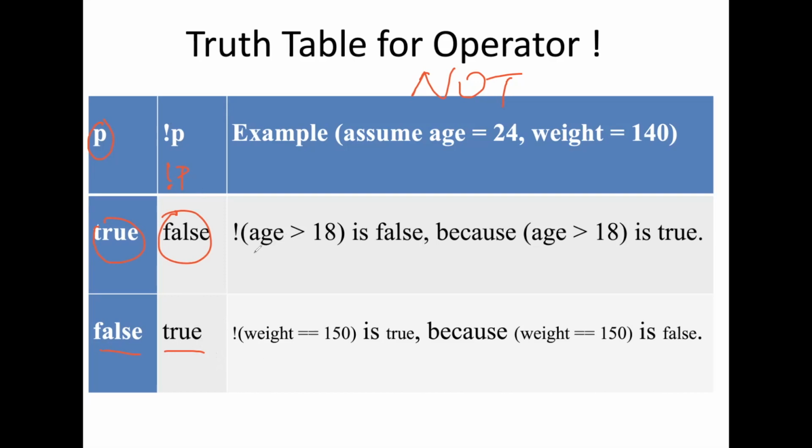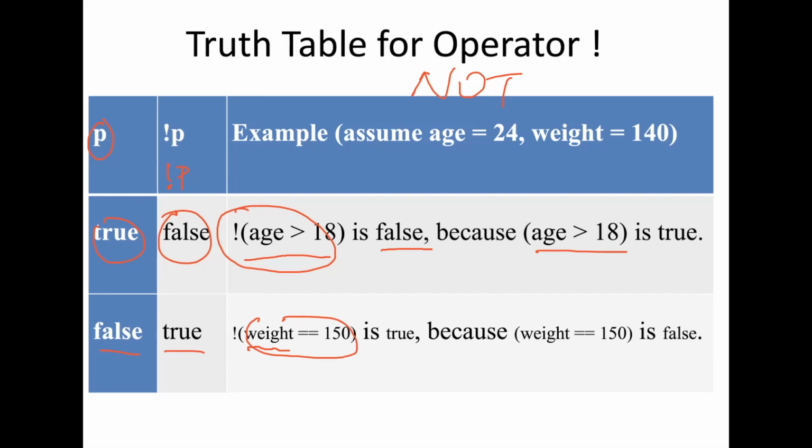Some of the examples include this. For example, if age is an integer and age greater than 18, let's say the entire thing is false. This means that age greater than 18 is true. By negating it, it leads to false. Same thing with this example where weight is compared against 150. If both are equal, then negating it will give you false, true otherwise.